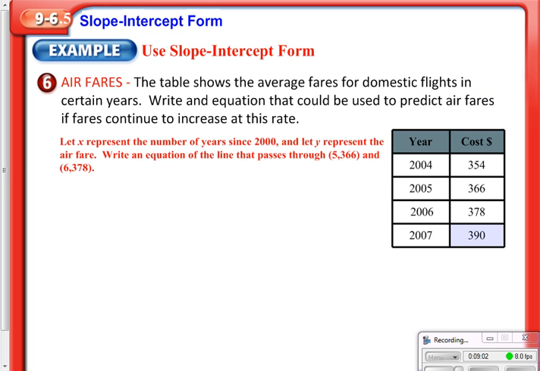On to our last example. The only thing different here is you're going to be working with some bigger numbers. Airfares, the table shows the average fares for domestic flights in certain years. Write an equation that could be used to predict airfares if airfares continue to increase at this rate. They're increasing at this rate. Remember, rate is a slope, and it's an increase, so your slope should be positive. Down below it says let x represent the number of years in 2000 and let y represent the airfare. Write an equation for the line that passes through 5 and 366 and 6 and 378.